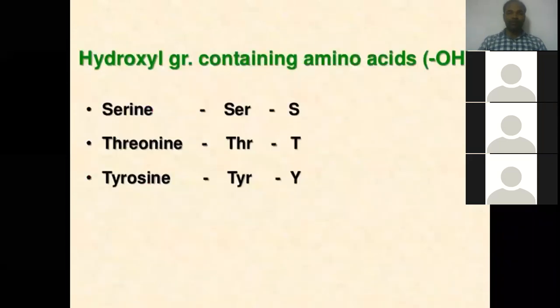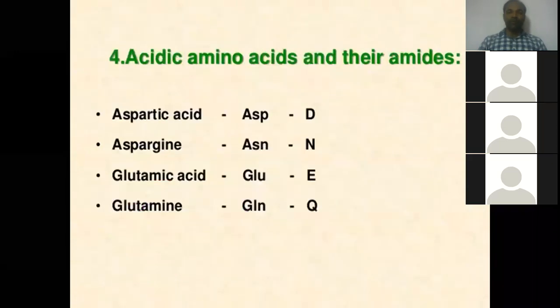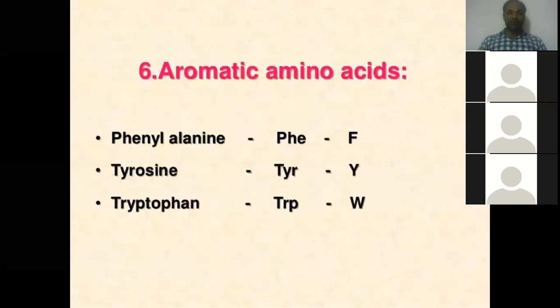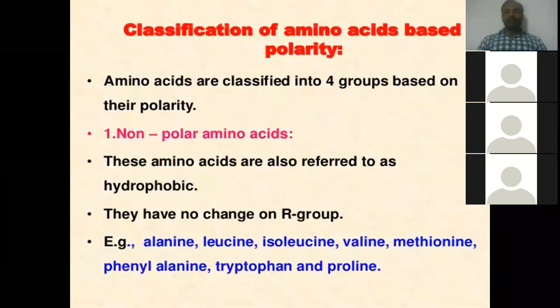Aliphatic amino acid, hydroxyl group containing amino acid, sulfur containing amino acid, acidic amino acids and their amides, basic amino acid, aromatic amino acid, imino acids. So these are the 7 different groups of amino acids based on the structure of amino acid. Now here comes the classification of amino acids based on polarity. ठीक है? पोलैरिटी के बेसिस पे अमीनो एसिड का क्लासिफिकेशन कैसे किया जाता है ये हम लोग यहाँ पे देखेंगे. The amino acids are classified into 4 groups based on their polarity. यानी अमीनो एसिड जो होते हैं वो on the basis of polarity they are divided into the 4 main groups.